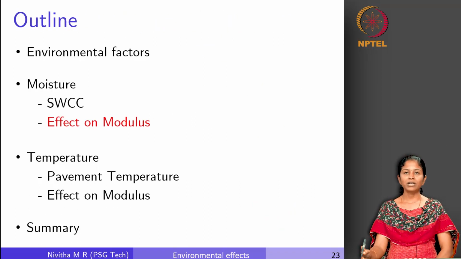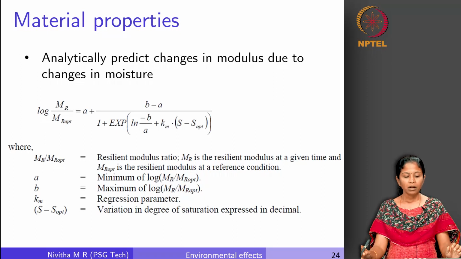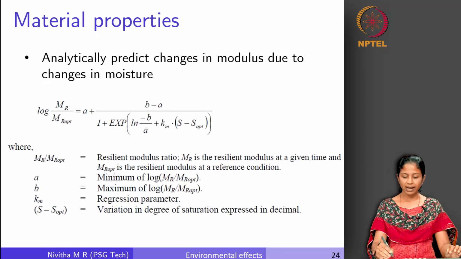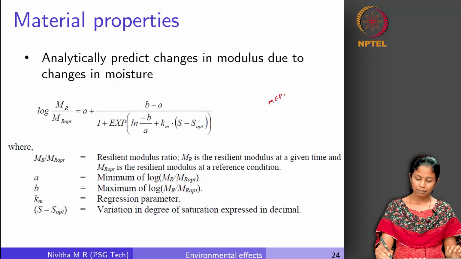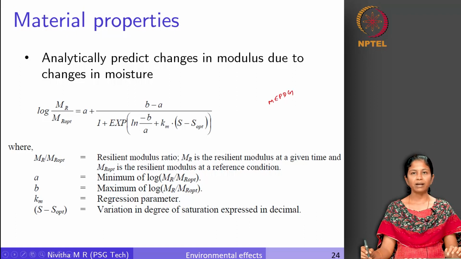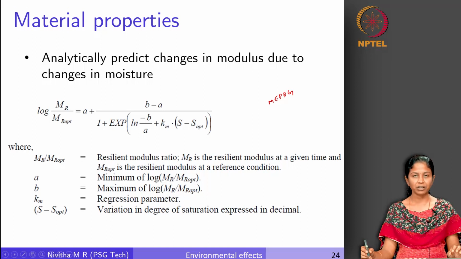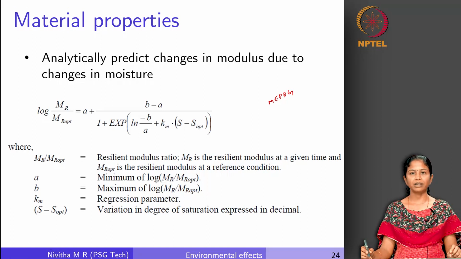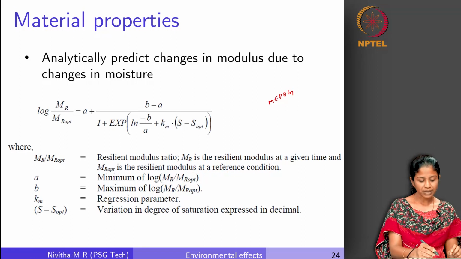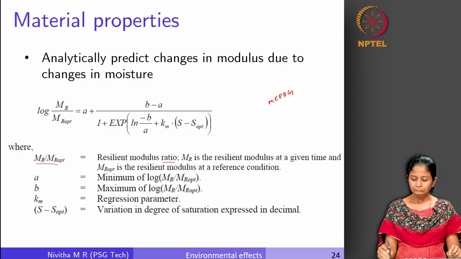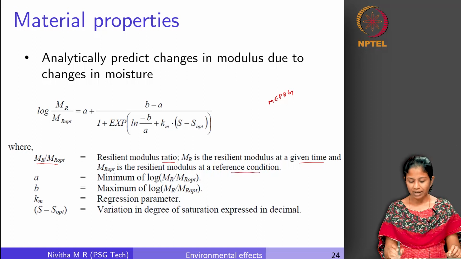Now we will see what is the effect of moisture content in soil on the modulus parameter. So there is an equation which is given, again this is from MEPDG, which helps to correlate the resilient modulus at any given moisture content to the resilient modulus measured at an optimum moisture content, right. You can see here MR by MR optimum is the resilient modulus ratio. MR is at a given time and MR optimum is the resilient modulus at a reference condition.